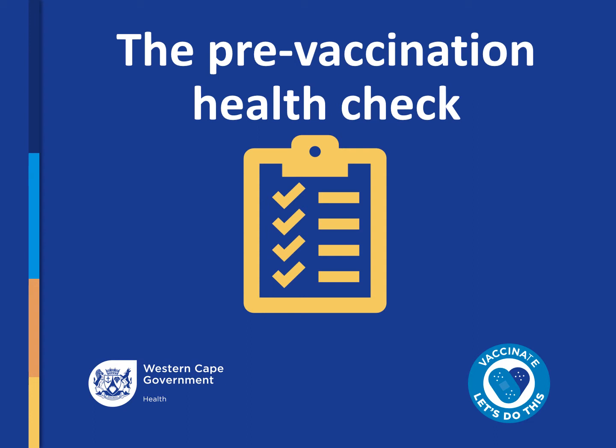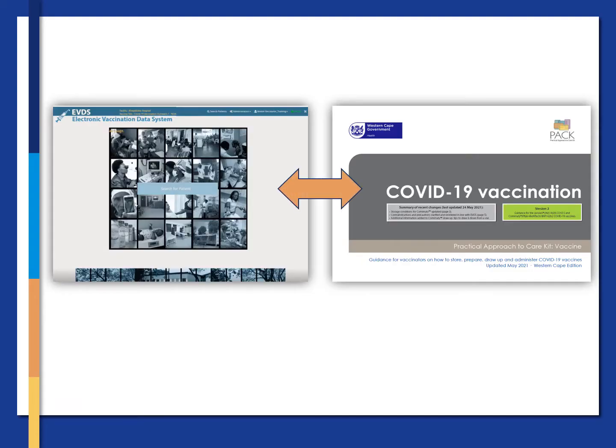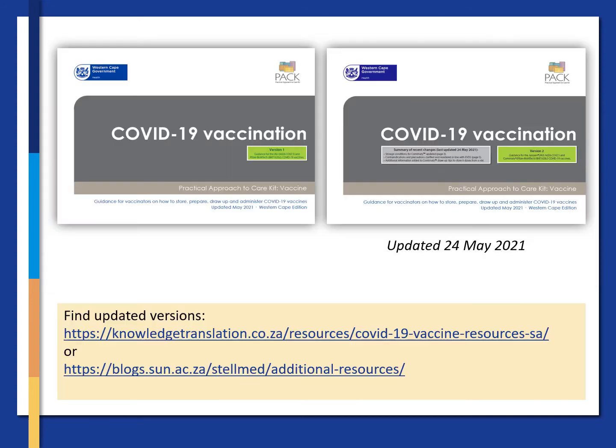Welcome everyone. This presentation will cover the pre-vaccination health check following the Electronic Vaccine Data System, or the EVDS, showing how to use the PAC vaccine job aid alongside this. Included in the session is a more in-depth allergy risk assessment.